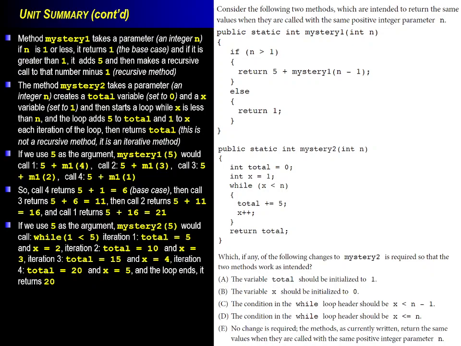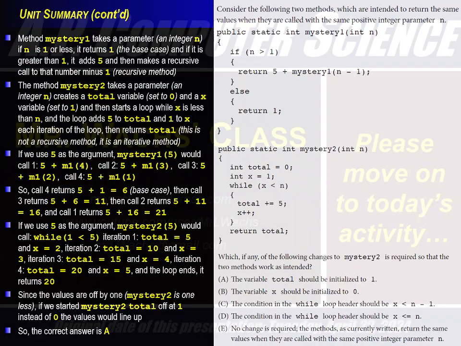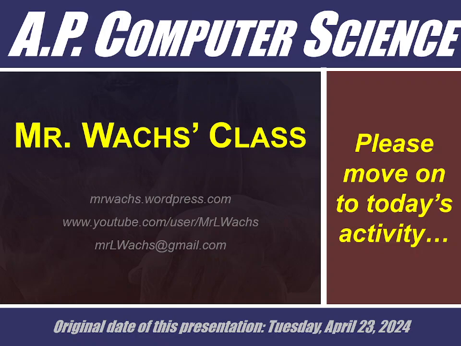The question asks, how could we intend them to return the same value? And we're given options A through E. Well, since it's off by 1, the easy fix would be in Mystery 2 if we set total to 1 right off the bat, and we would keep adding 5, then it would also in the end return 21. So the correct answer in this case is A. A is the correct answer for this.